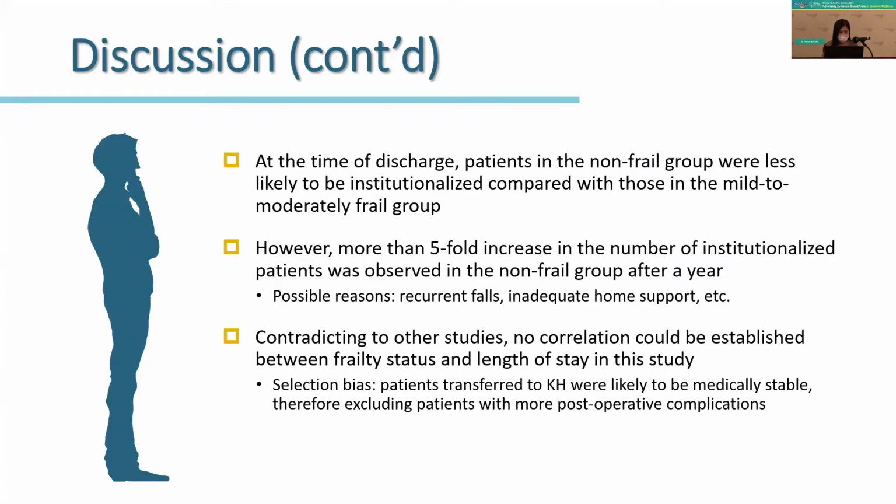At the time of discharge, patients in the non-frail group were less likely to be institutionalized compared with those in the mild to moderately frail group. However, after 1 year, there was more than 5-fold increase in the number of institutionalized patients in the non-frail group. Why is that? Possible reasons include recurrent falls and inadequate home support, especially when more of the non-frail patients were living alone or without a daytime caregiver at baseline.